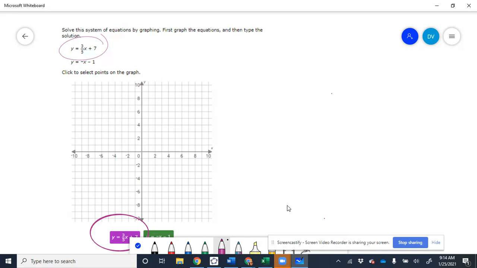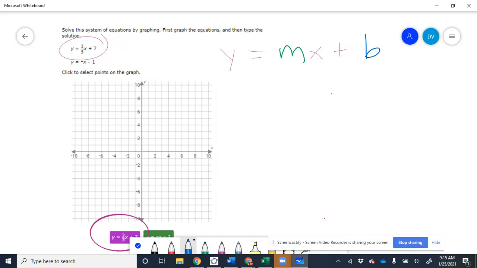So let me remind you that when we have an equation like this purple one in slope-intercept form, y is equal to mx plus b. The m is the slope, and the b is our y-intercept. So I've used different colors here.